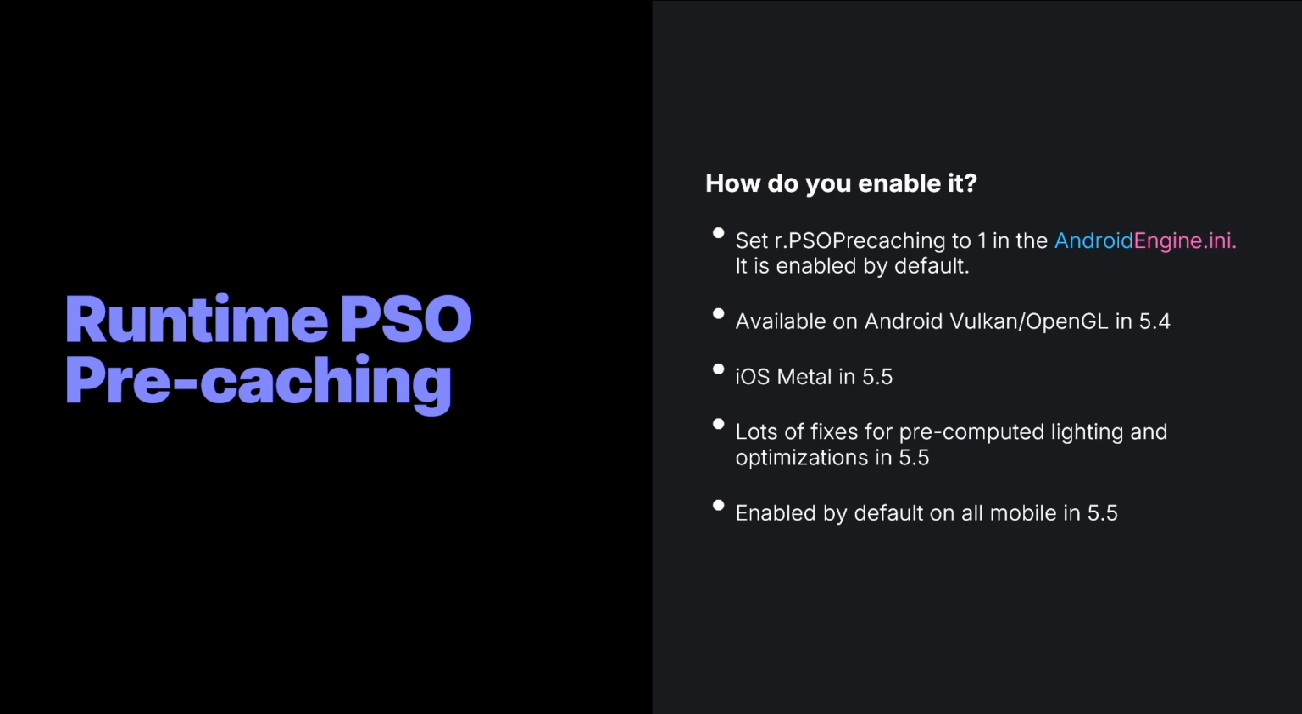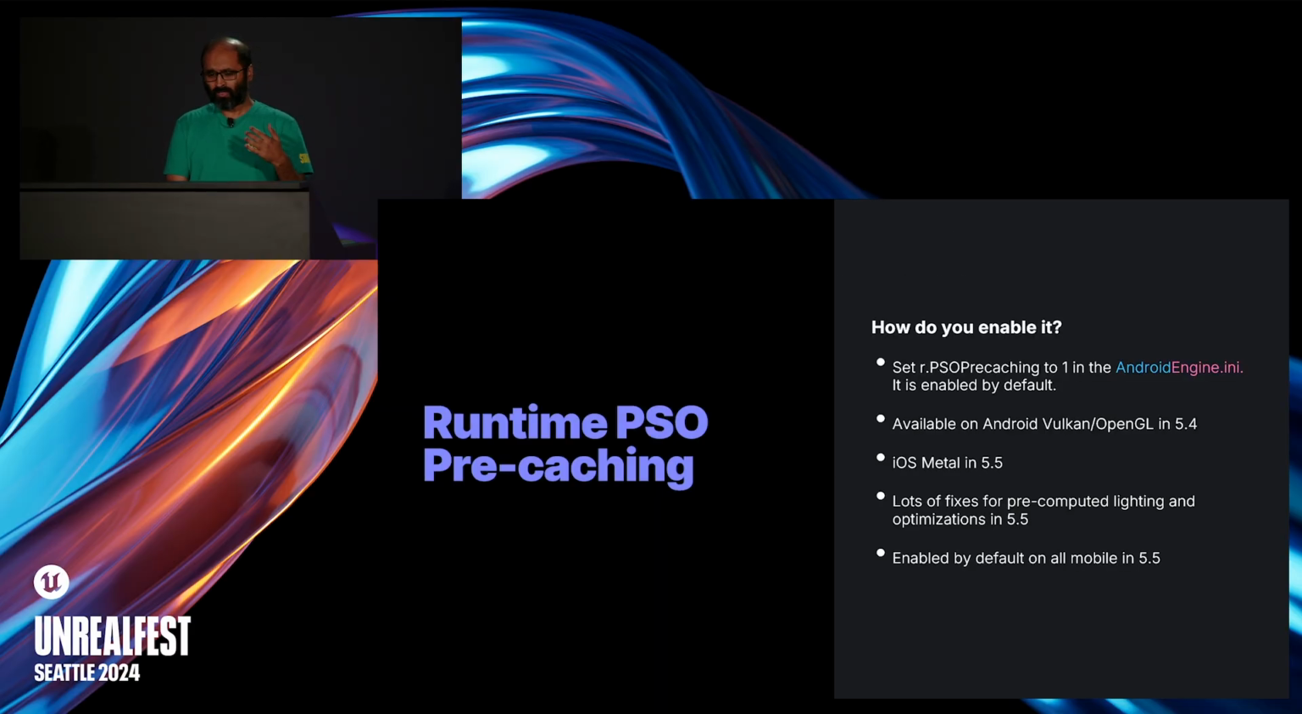Now this is available with 5.4, but in 5.4 it only works on Android OpenGL. But if you have an Android Vulkan project on 5.4, you can just go to the Android Engine.ini file and turn that on manually by putting in that console variable, which is r.PSOPrecaching, and set that to 1. On iOS with 5.5, it's automatically enabled. And in 5.4, it did not work if you were working with precomputed lighting, but with 5.5, that's also fixed. With 5.5, it's enabled on all mobile platforms rather.